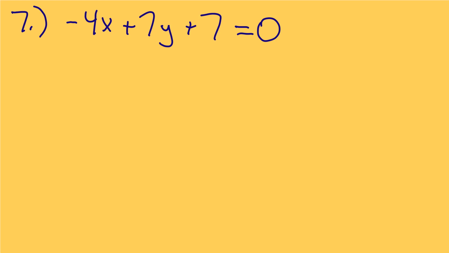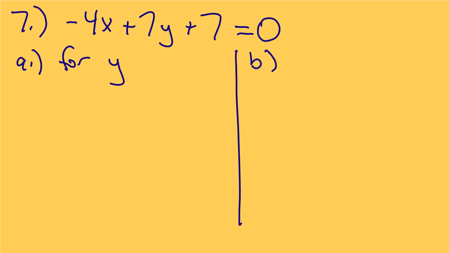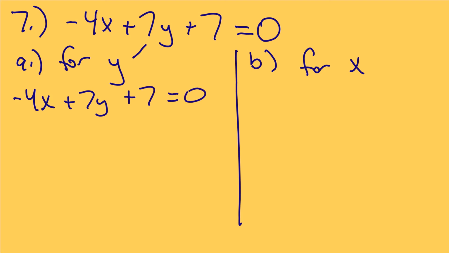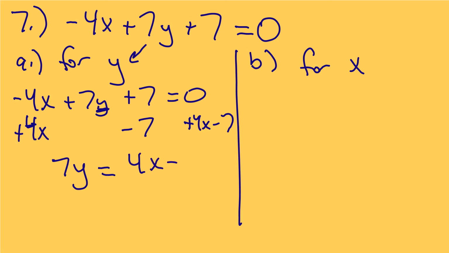All right, number 7, we have minus negative 4x plus 7y plus 7. 2 parts to this problem, so I have 4y. And then I have 4x. I have minus 4x plus 7y plus 7 equals 0. What do I care about? I care about the y. So I'm going to get rid of everything else. I'm going to get rid of the minus 7. I'm going to get rid of the 4x. So I add 4x and I minus 7. I get 7y equals 4x minus 7.